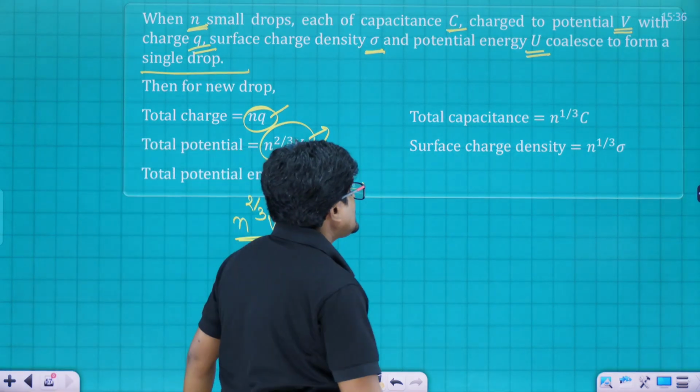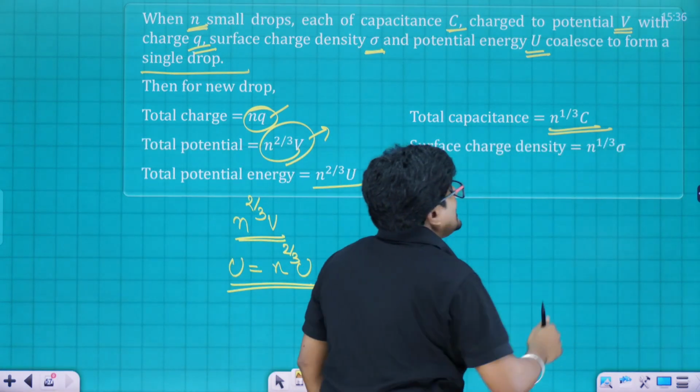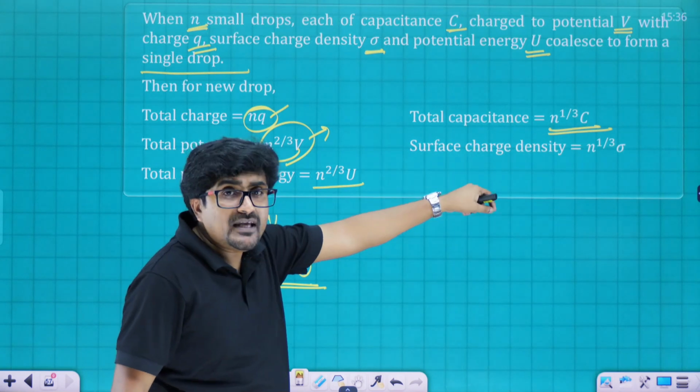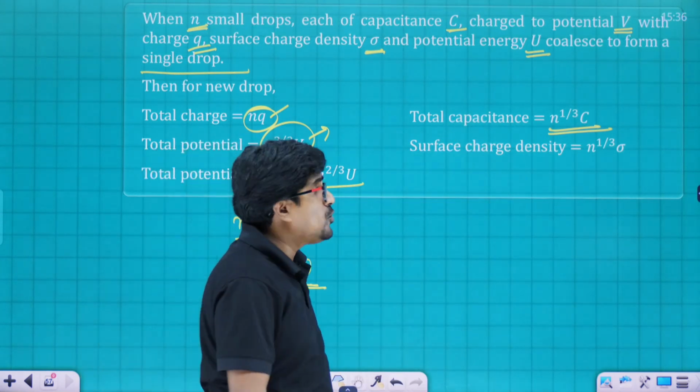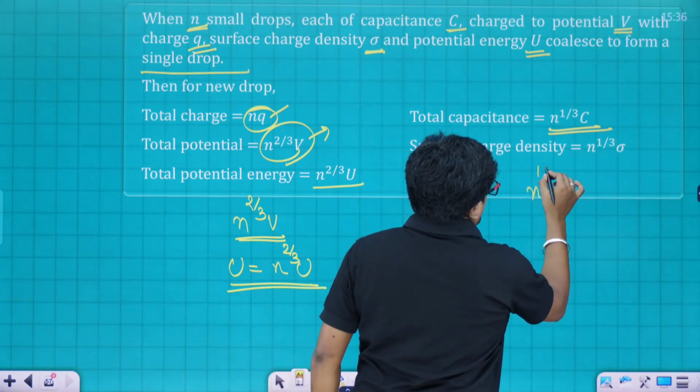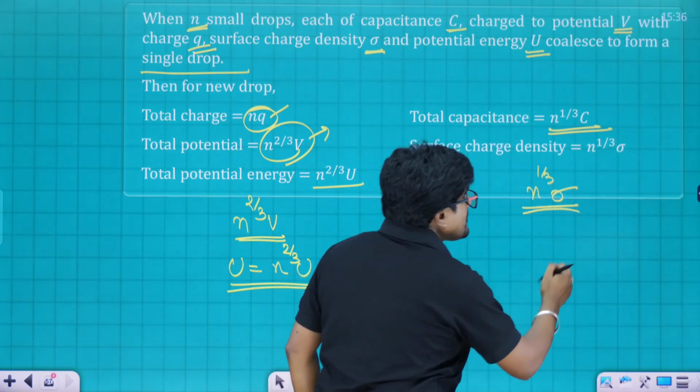What about the capacitance? The resultant capacitance is going to be n raised to 1 by 3 times capital C, and the surface charge density is going to be n raised to 1 by 3 times the charge density sigma.